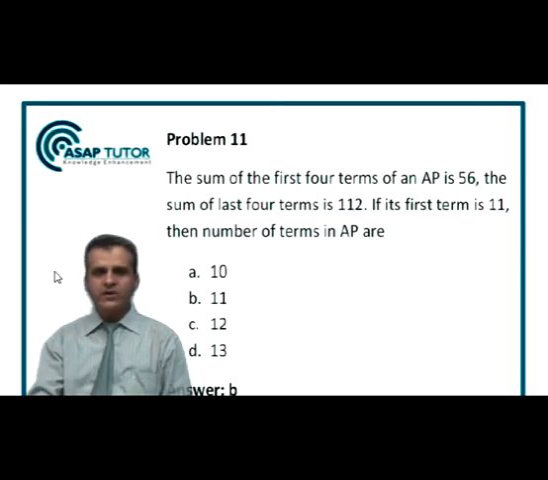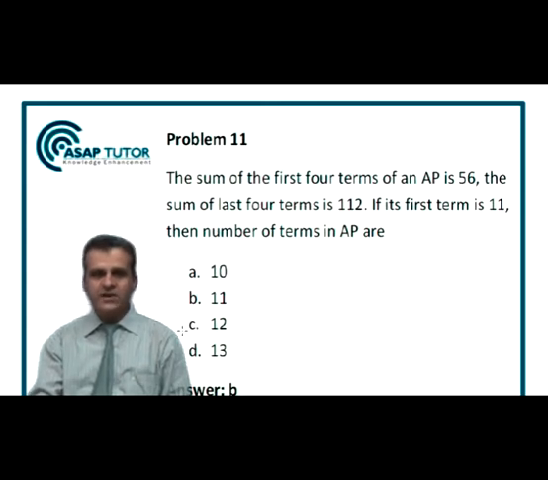Now the next problem over here is: the sum of the first 4 terms of an AP is 56 and the sum of the last 4 terms is 112. If the first term is 11, then the problem is to find the number of terms in the AP, whether it is 10, 11, 12 or 13.